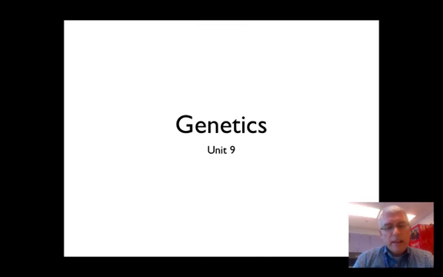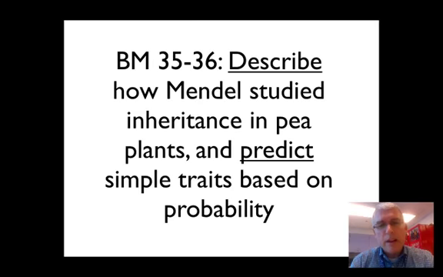My name is Ed Chapman, and this videocast is going to cover the first part of our unit on genetics, which is Unit 9. Our first couple benchmarks in this unit are about the work of a scientist named Gregor Mendel and his ability to make predictions about potential offspring, or offspring that haven't been born yet, based on the genes or the traits found in the parents.